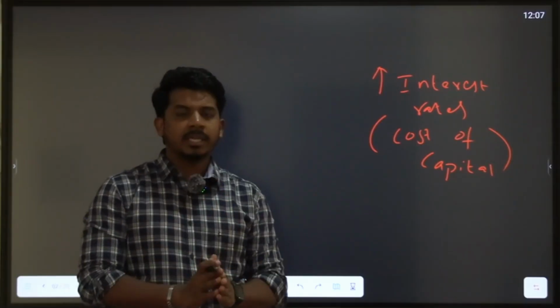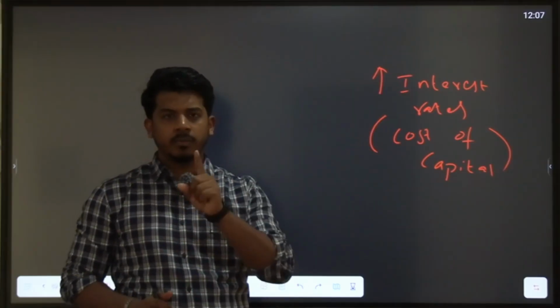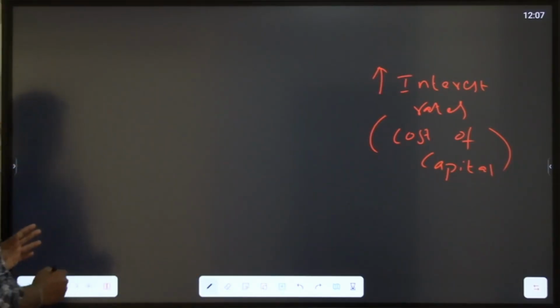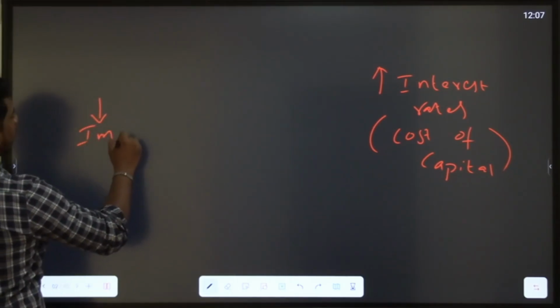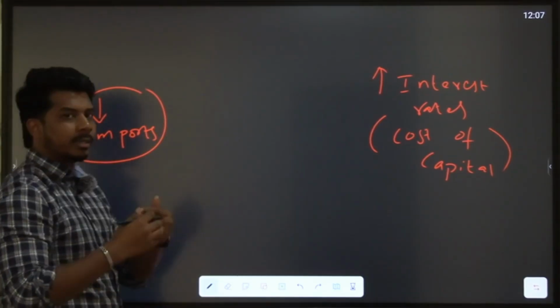Then the economic survey this year says this is only a partial reason. It is not the full reason. It is not even the main reason. What is the main reason? This is the main reason. You have imports into the country. You are importing many things into the country. Then you are exporting some things out of the country.